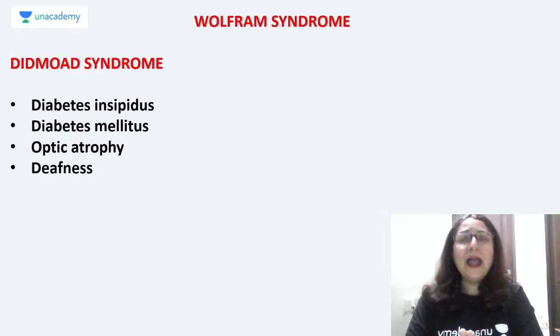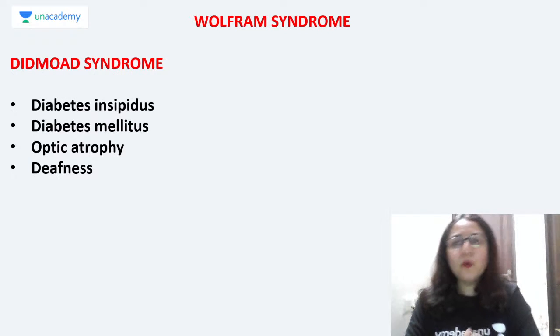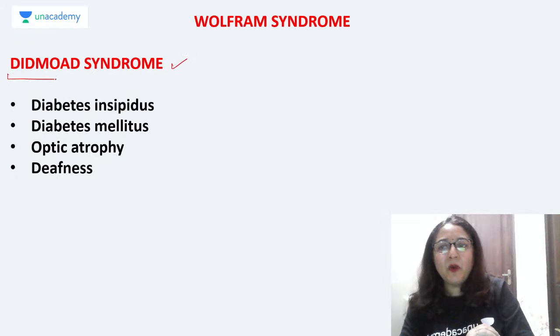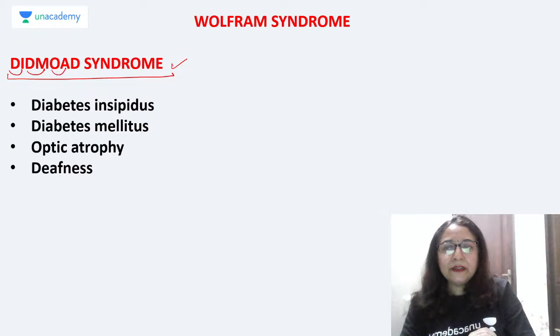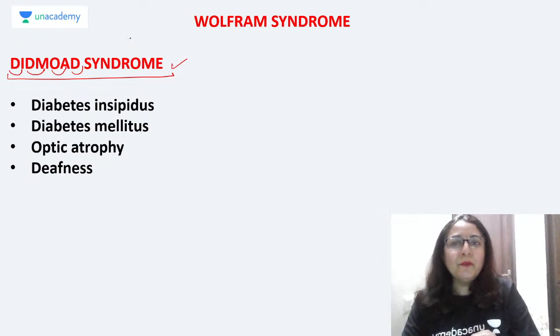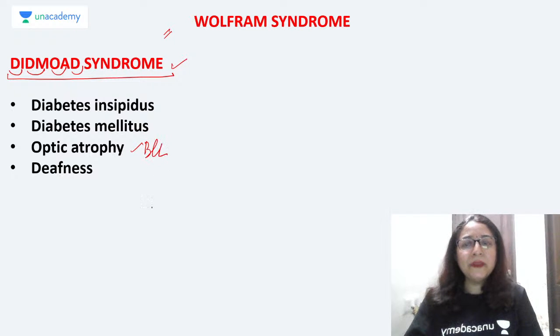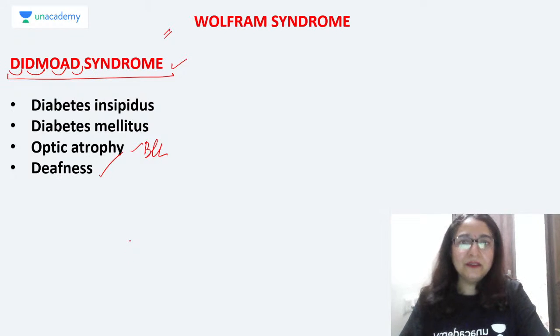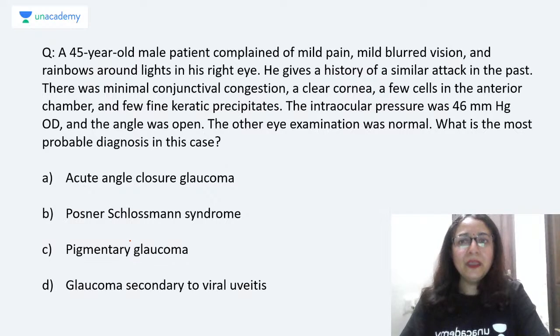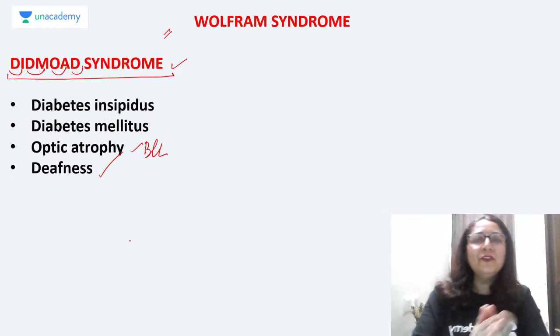Okay. And then last but not the least is your Wolfram syndrome. Wolfram syndrome is also known as DIDMOAD syndrome. DIDMOAD will tell you what the features are. DIDMOAD stands for diabetes insipidus, diabetes mellitus, optic atrophy, and deafness. Okay. So DIDMOAD syndrome and Wolfram syndrome are same. The patient has features of diabetes insipidus, mellitus, bilateral primary optic atrophy, and deafness. So these are the features. Again, it can be asked in your question, so we have put this in the list. Okay. So that brings me to the end of the overview of the syndromes.